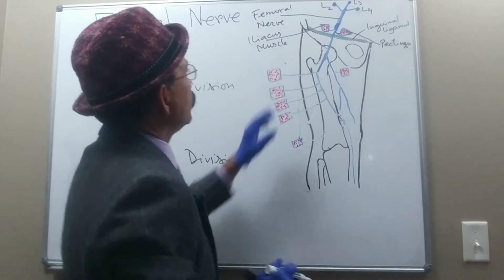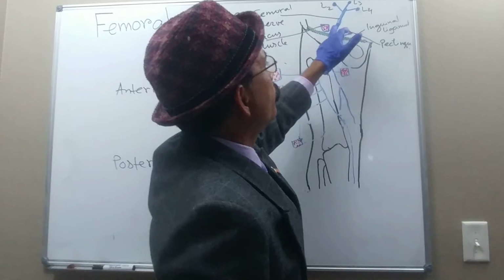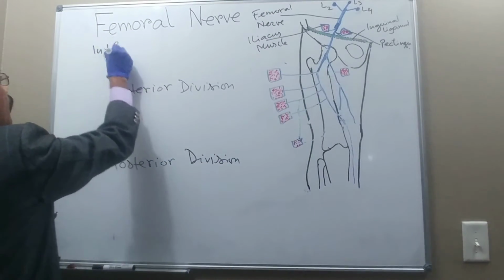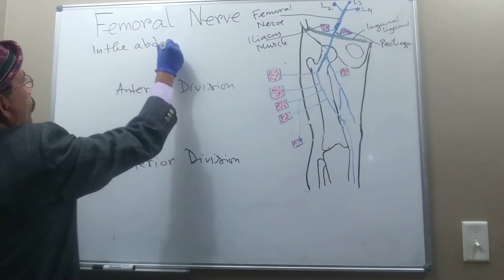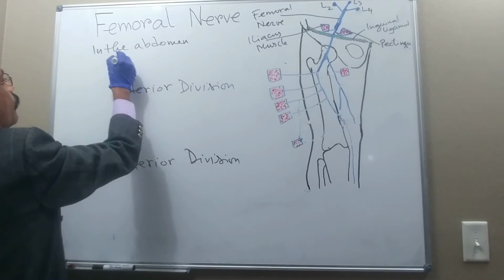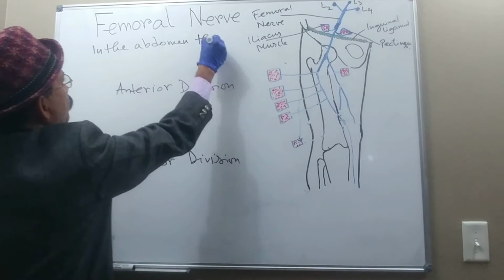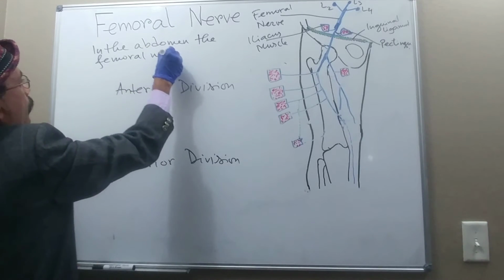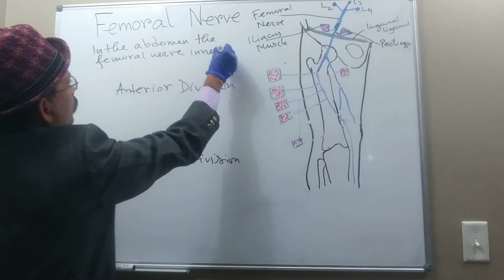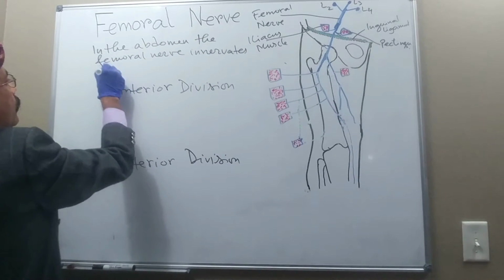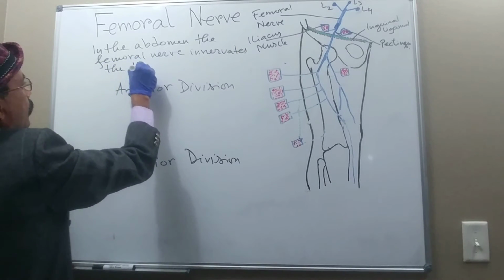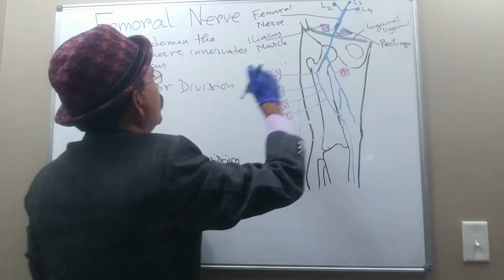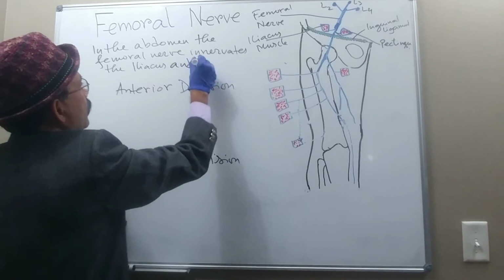Okay. So in the abdomen, the femoral nerve innervates two muscles: the iliacus, and the pectineus just before the inguinal ligament.